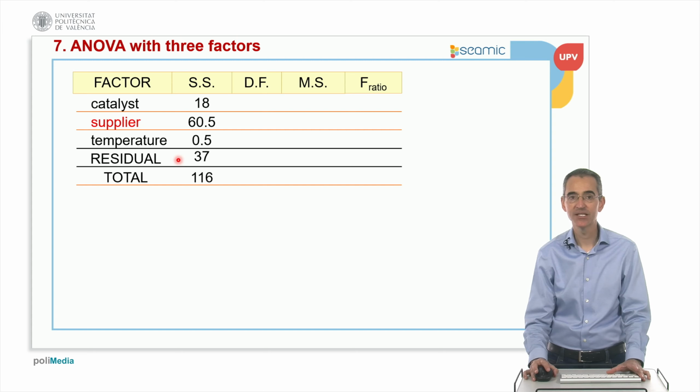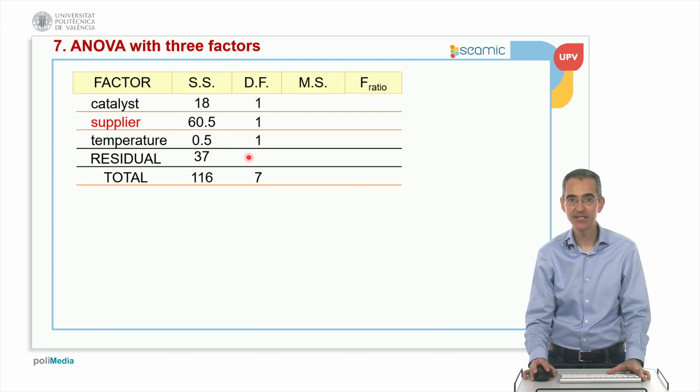And then we go to the degrees of freedom. The total degrees of freedom is the total number of values minus 1. So here in this experiment, we have 8 values, so 8 minus 1 is 7. And then for the factor, the degrees of freedom for the factor is the number of levels minus 1. So we have 2 types of catalysts, 2 types of suppliers, and 2 types of temperature. So 2 minus 1 is 1.